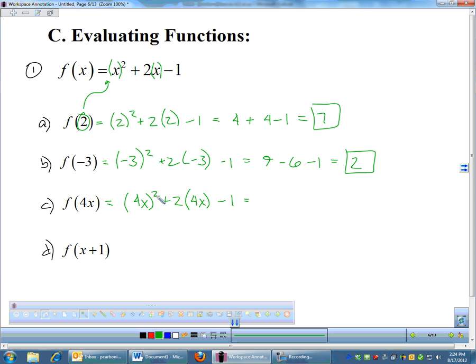Quantity 4x squared. 4 squared is 16. X squared is x squared. 2 times 4 is 8x minus 1. And notice with this one, you cannot combine anything. Those are all unlike terms, so as ugly as it is, that's your answer.